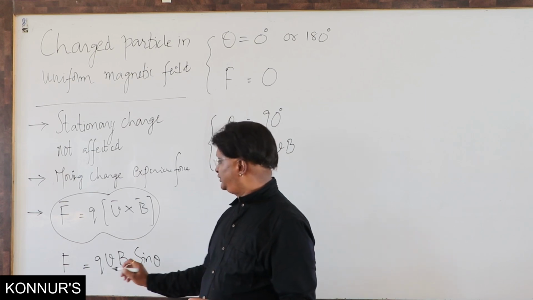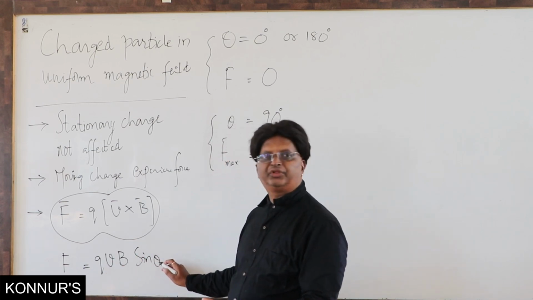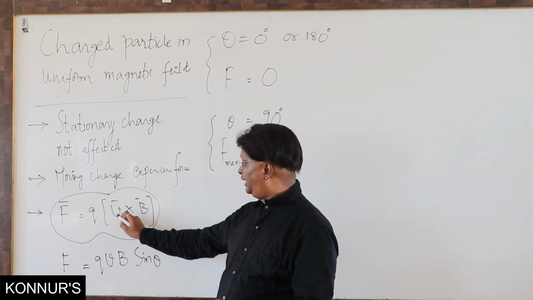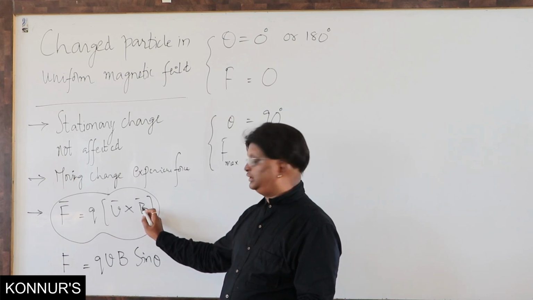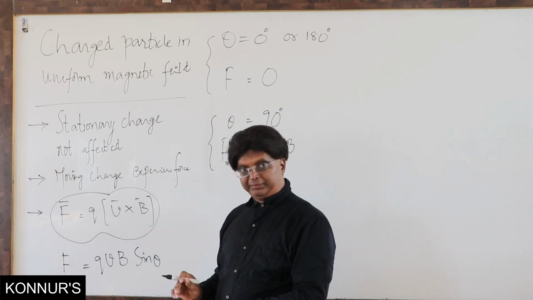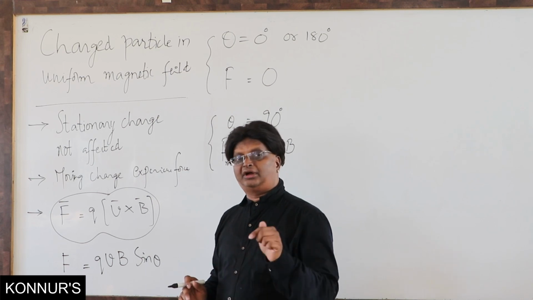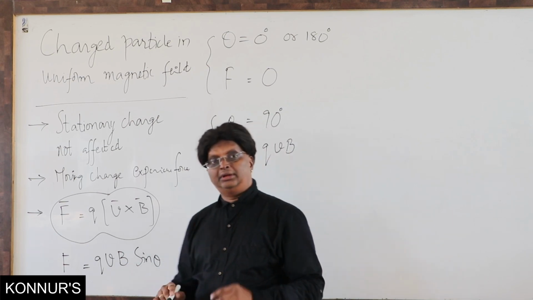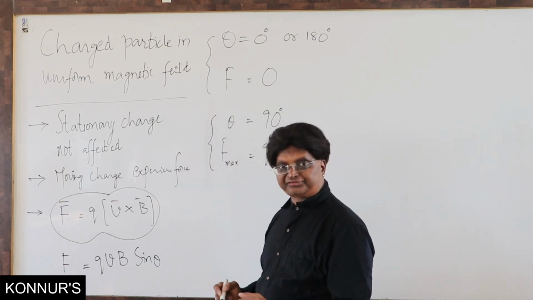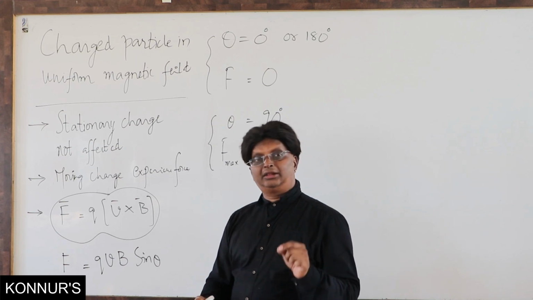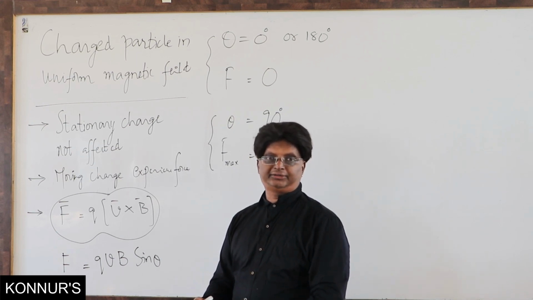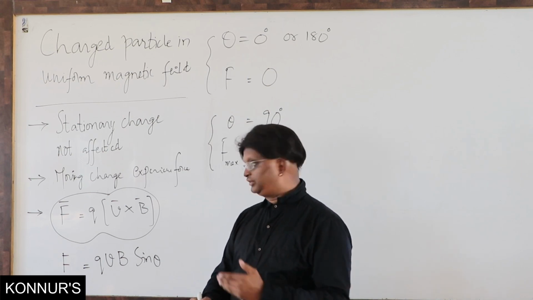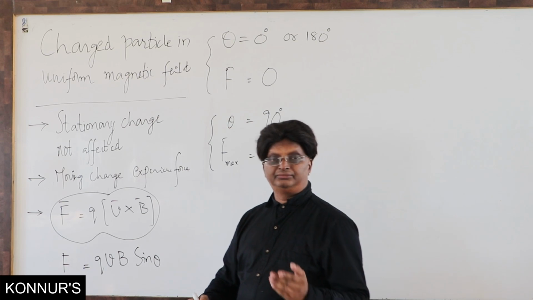Now in the scalar form I have written it as QVB times sine theta. What does this theta refer to? Theta refers to the angle made by the V bar vector with the B bar vector. It means the magnetic force on a charged particle depends on the charge of the particle, the velocity of the particle, the external induction strength, and also the angle between the V bar and B bar vectors. And remember, this expression is independent of mass. So the magnetic force on a charged particle is independent of mass.